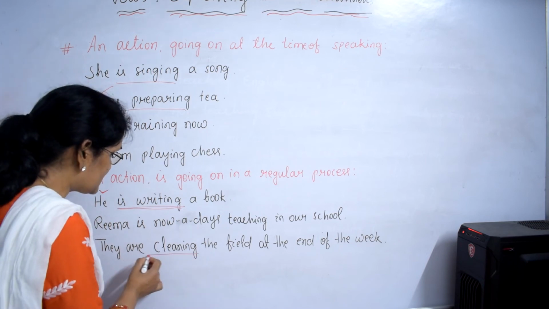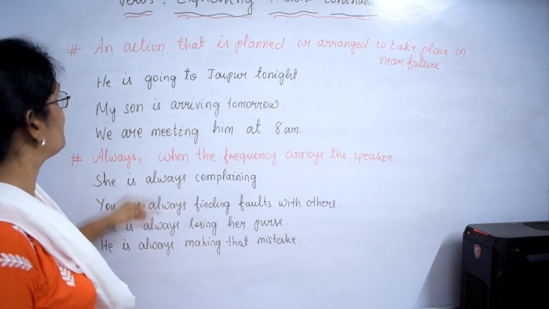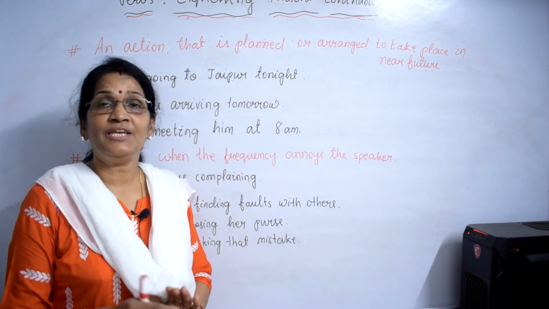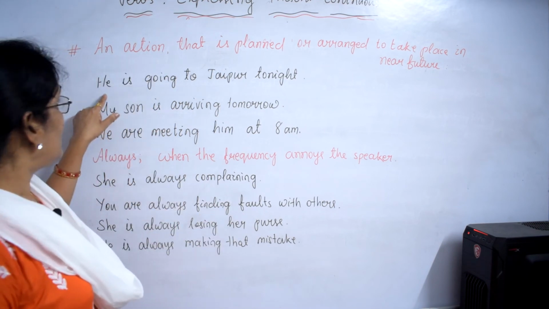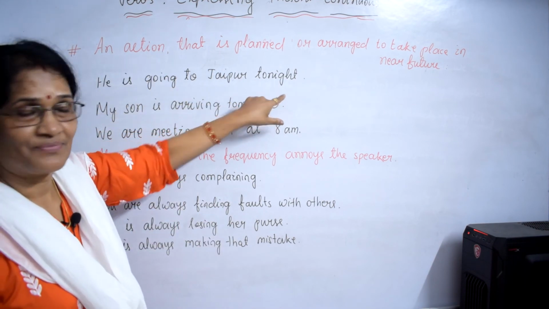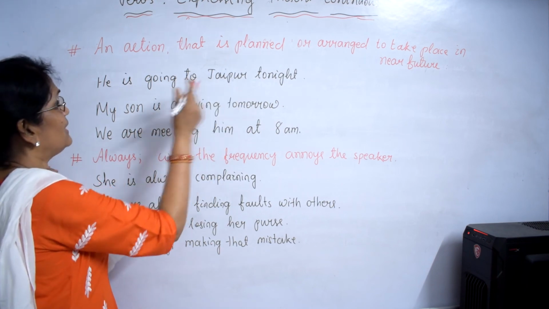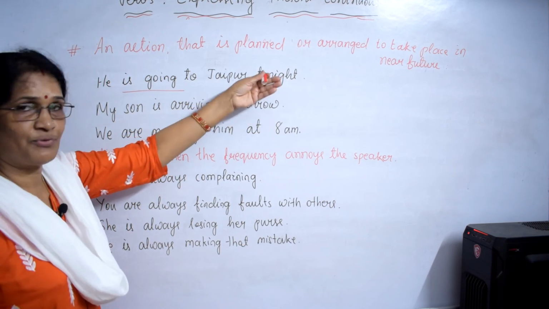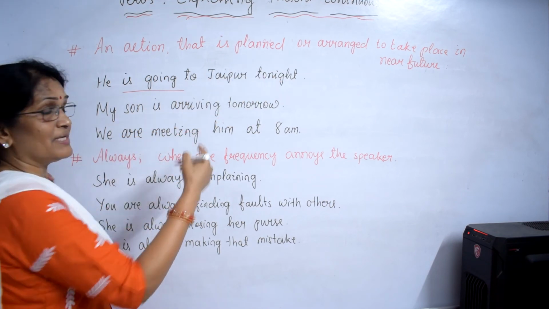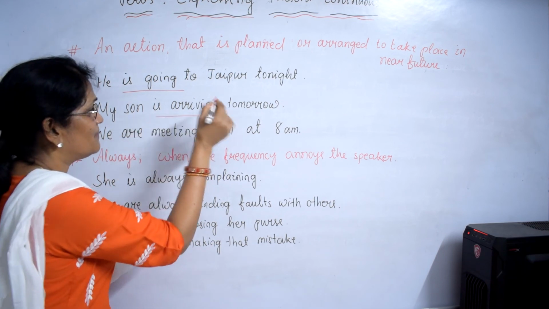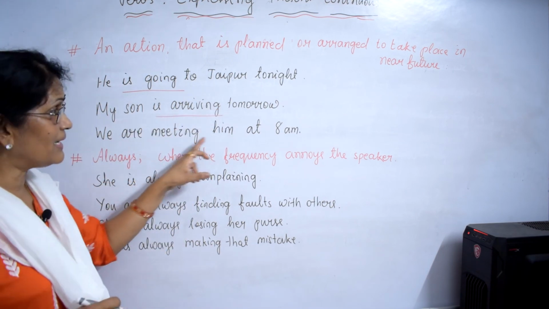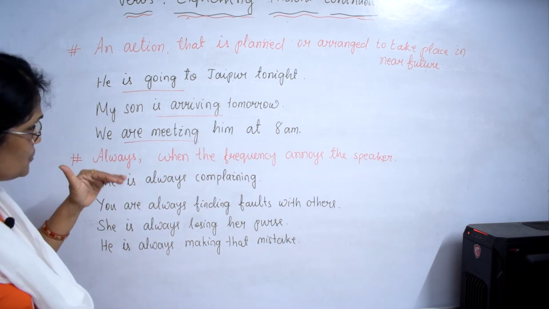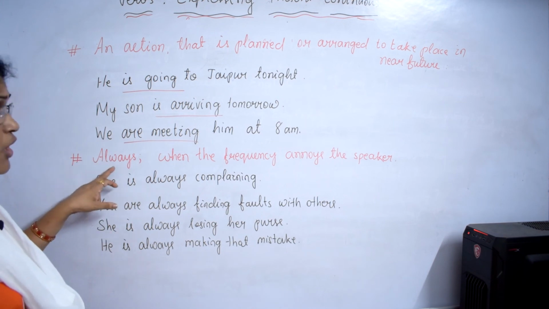So, expressed in present continuous. Also, you use present continuous to denote an action that is planned or arranged to take place in the near future. Okay? He is going to Jaipur tonight. Already it is planned to go to Jaipur. There you use is going to. Near future. My son is arriving tomorrow. There we use present continuous. We are meeting him at 8 a.m. Present continuous.